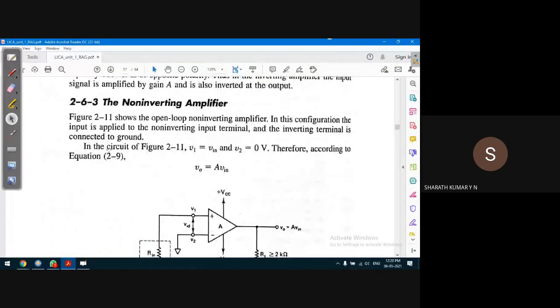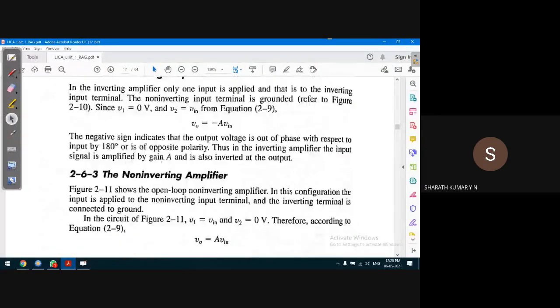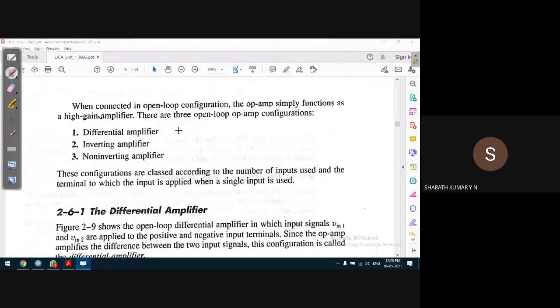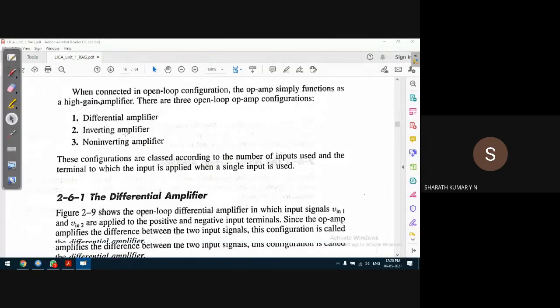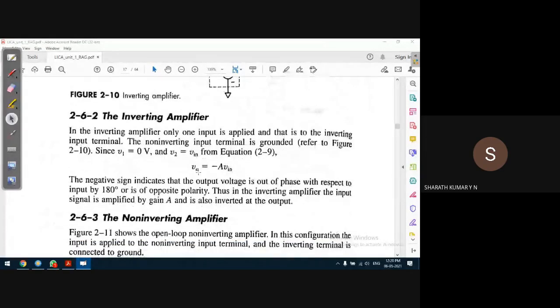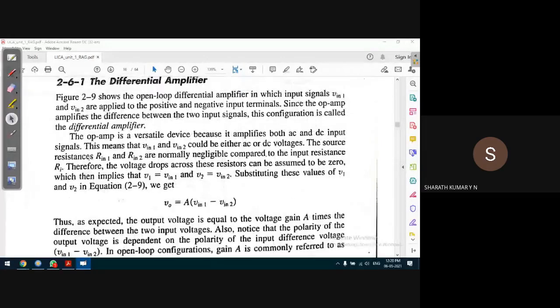So this we discussed: inverting amplifier, non-inverting amplifier, and differential amplifier. Last class we discussed these three cases, all for open loop. For the differential amplifier, the output is the difference of the two inputs connected to the non-inverting and inverting inputs, multiplied by the gain of the operational amplifier.